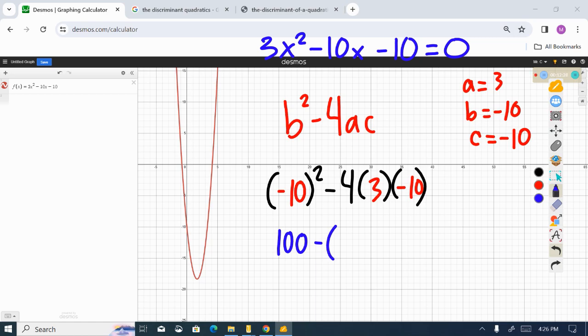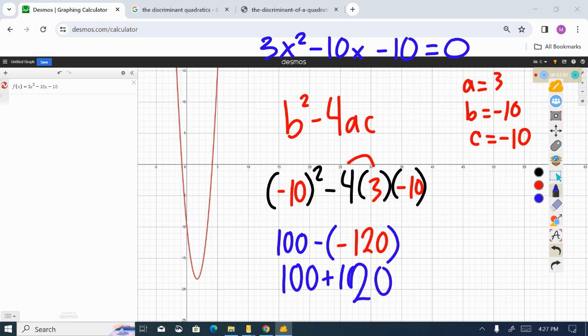And then don't forget your blank parentheses. This is going to help us in this case to figure out that we're going to have a double negative, right? Because 4 times 3 is 12, and 12 times negative 10 makes negative 120. So look, we have a double negative. We have 100 minus negative 120, which really means 100 plus 120. Let me fix that. And so 100 plus 120 gives me a number that's positive, definitely positive. We get 220. That's bigger than 0, and so our discriminant is bigger than 0.